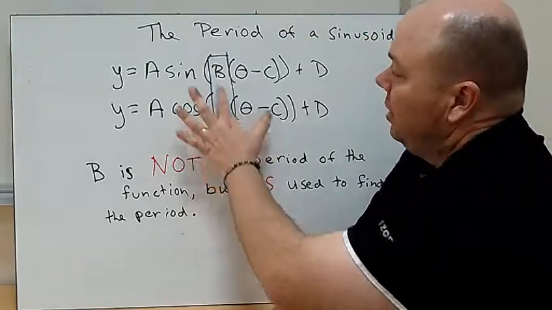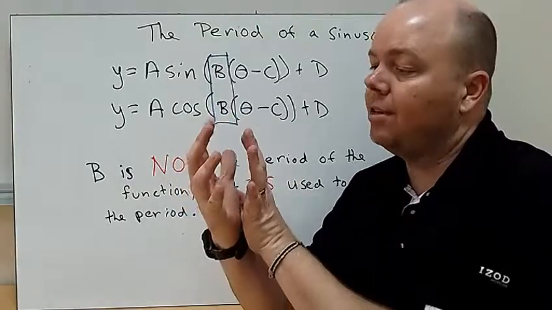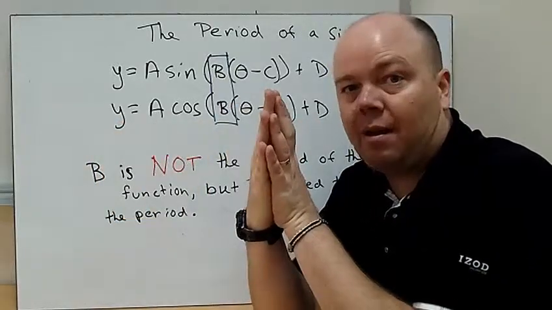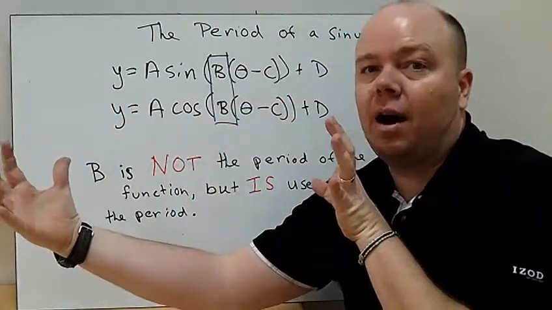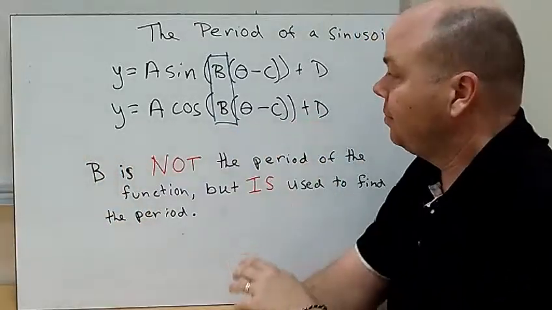All right? B is on the inside of the function and it's a multiplication factor. So from graph transformations, that has the effect of if you multiply, you shrink the graph. If you divide, you stretch the graph. So it stretches or shrinks the graph horizontally.